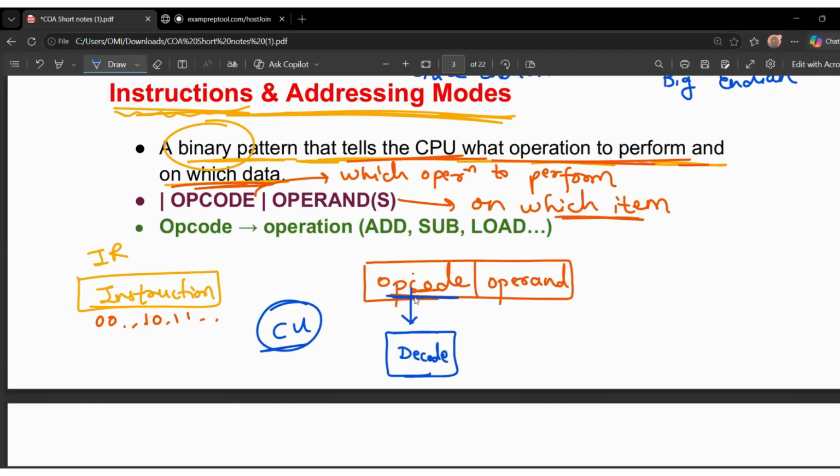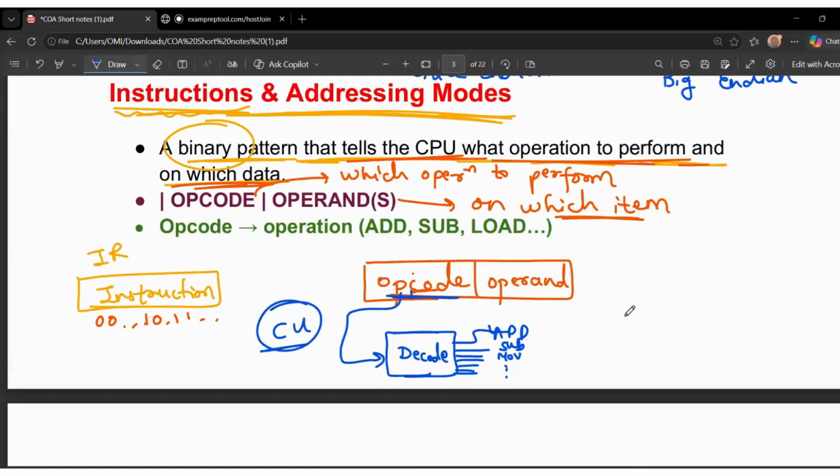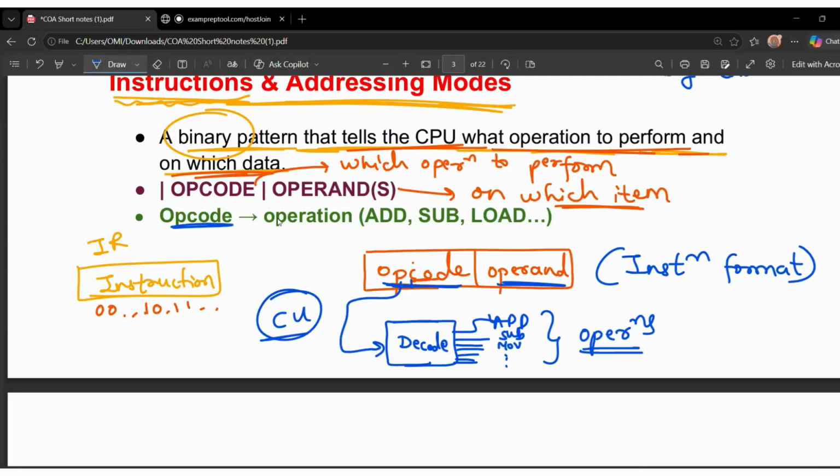If we give this opcode, then it will tell which operation to perform. If you have add, sub, move, and so on, if you have all the different types of operations, then the decoder will tell which operation to perform. This is your instruction format. It is divided into opcode and operand. The opcode will be operations like add, sub, load, and so on.